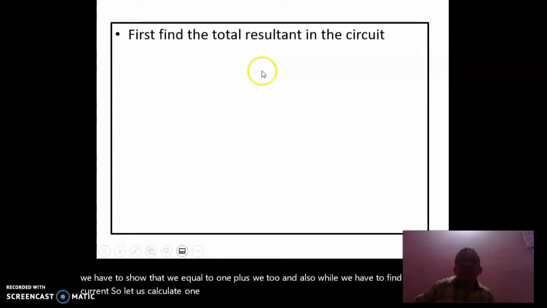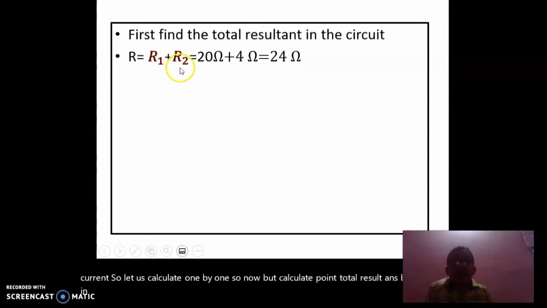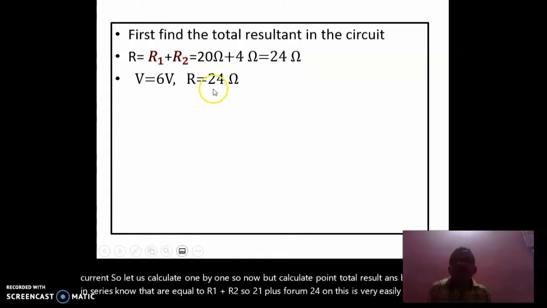So now, first find the total resistance. Because this is in series, you know that R equals R1 plus R2. So 20 ohm plus 4 ohm is 24 ohm. This you can calculate very easily. So now we have to calculate I.